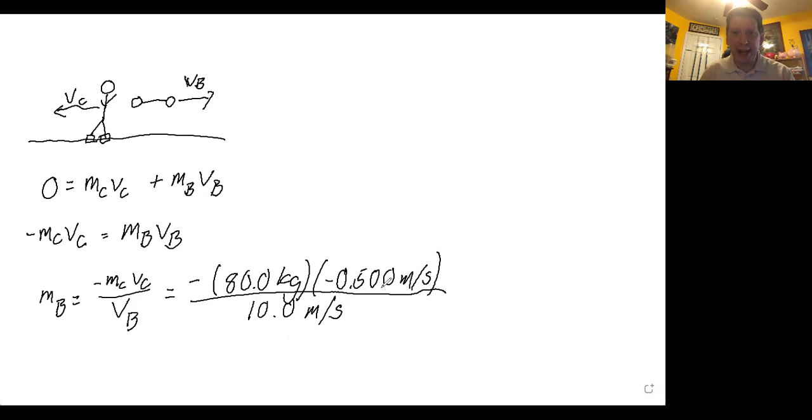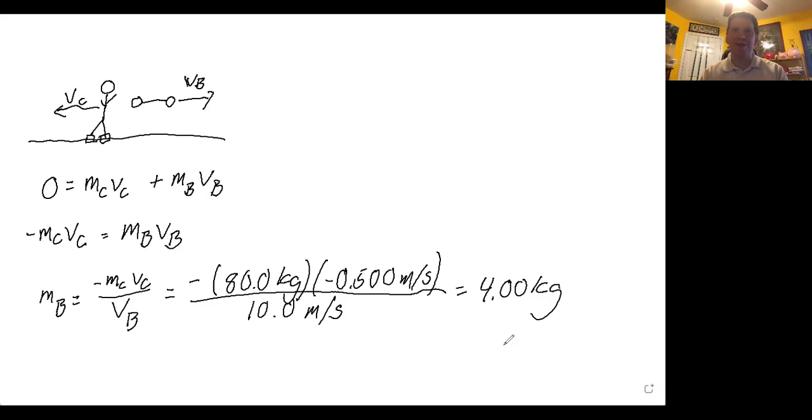And so what you get out of that is that the barbell, again, the negatives cancel out, has a mass of 4.00 kilograms. So their momentum vectors will be equal in magnitude and opposite in direction. Again, because the initial momentum of the system is zero. They're not moving initially. They're not moving until the clown throws something.